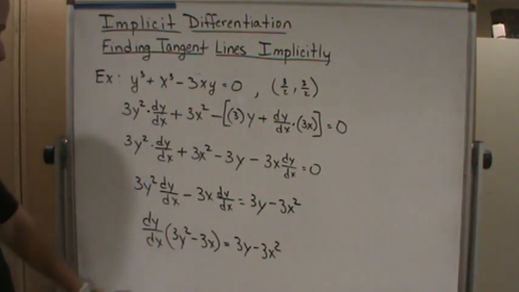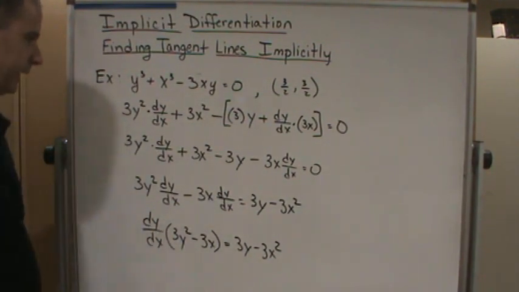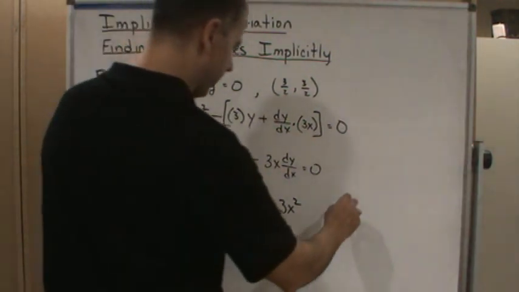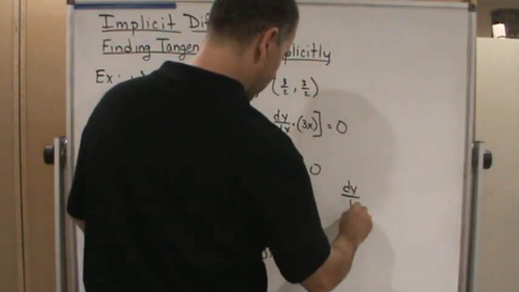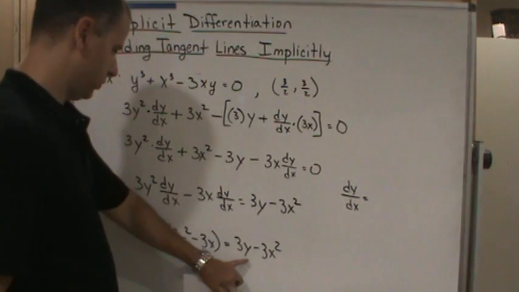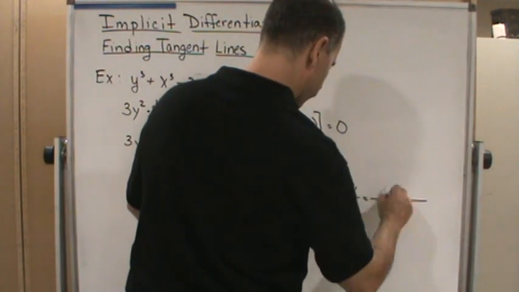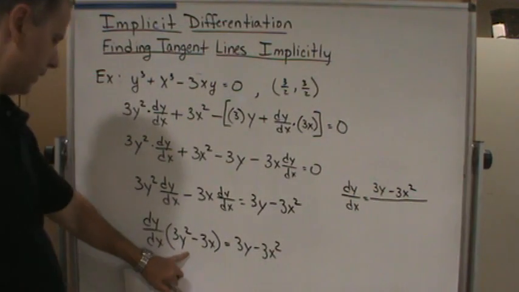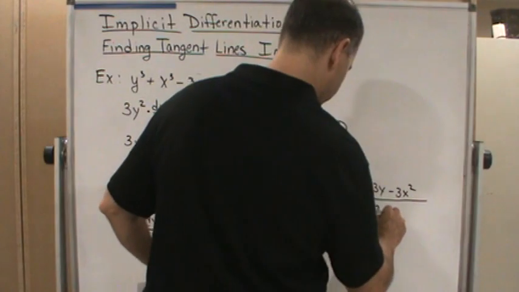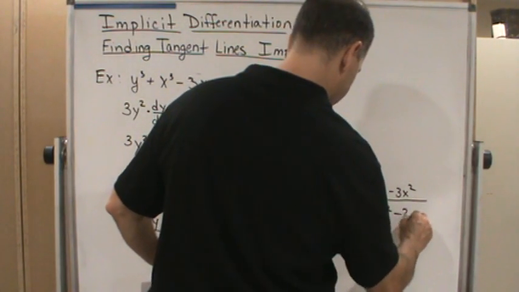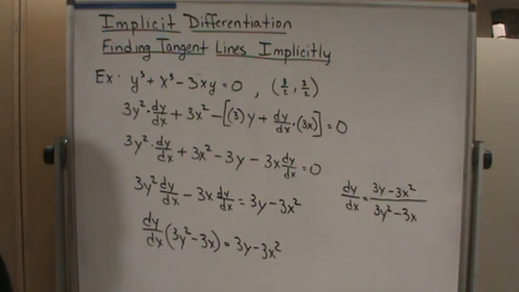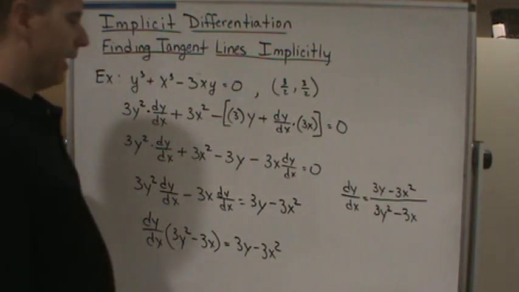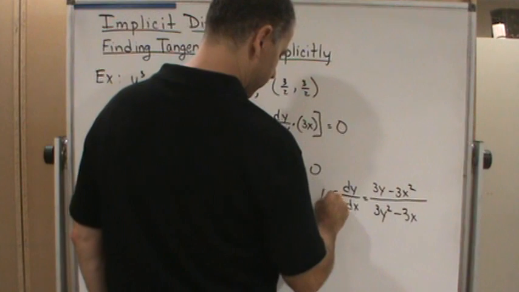And now I'm going to divide both sides by this expression here. And so what do I get when I do that? I get dy dx is equal to 3y minus 3x squared divided by 3y squared minus 3x. Now, that's where I'm finished. Now, at this point, I still need the slope, so this is m.